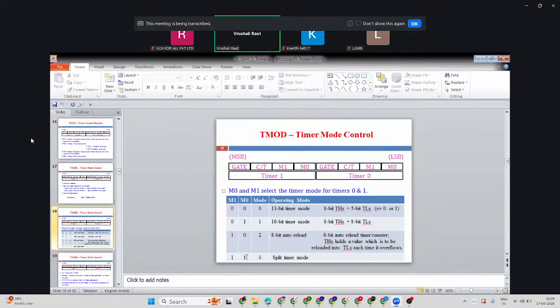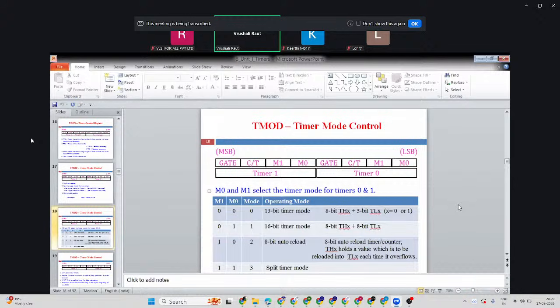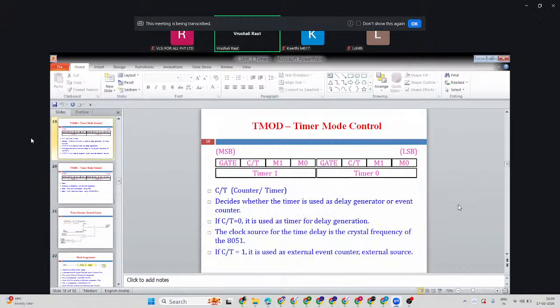Whereas mode 3, 1 1, is the split timer mode. It is called the split timer mode. So that way, TMOD, TCON and the two timer registers we have checked in timer. We talked about this mode. Now what is remaining? This C/T bar. If it is 1, we are going for the counter. And if this is 0, it has been set to 0, we are going for timer.